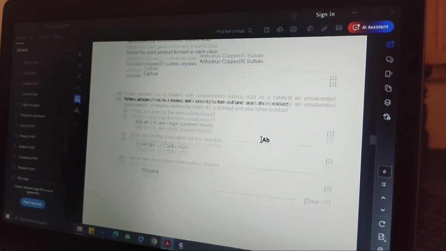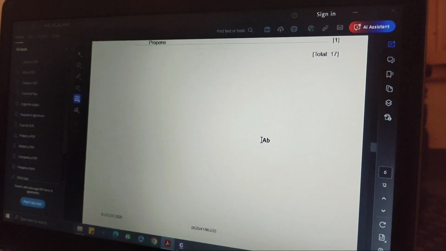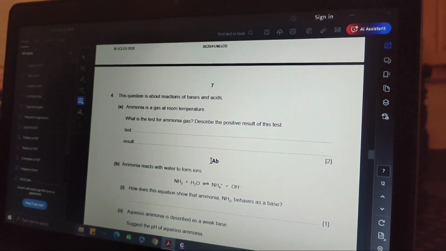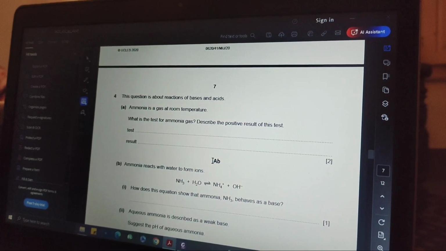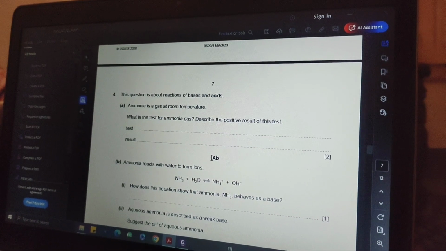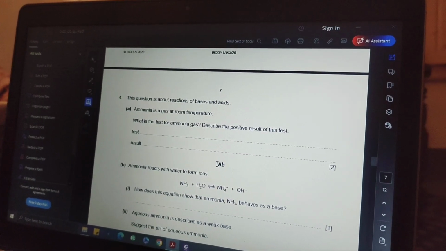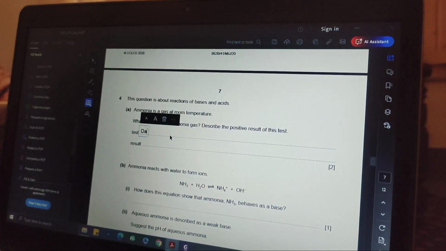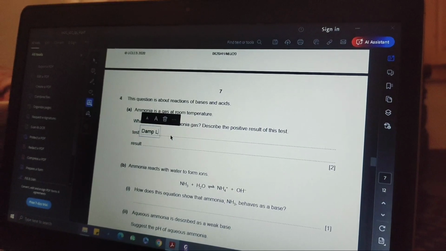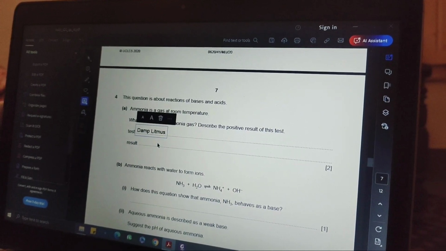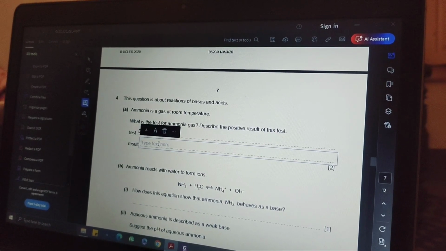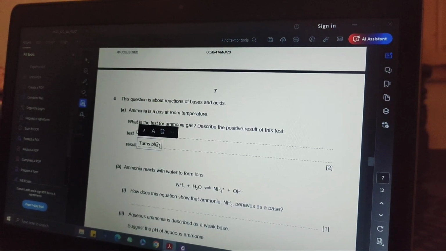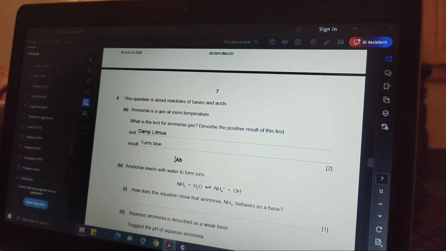Okay, so we'll be moving to question number 4. This question is about reactions of bases and acids. Ammonia is a gas at room temperature. What is the test for ammonia gas? Describe the positive result. So that is damp litmus paper. It will be turned blue. And ammonia is the base, so it will be turning blue.